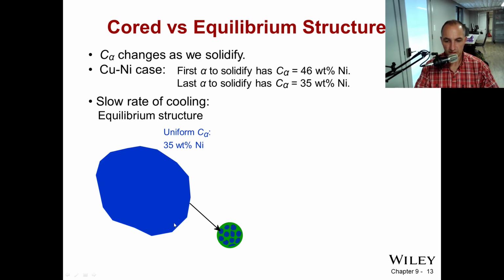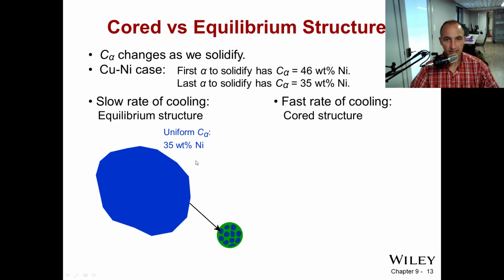So what you saw previously was equilibrium cooling. And whenever you hear the word equilibrium in thermodynamics, you have to think painfully slow, ever so slow. Everything is happening. But in reality, that's not what happens. In this case, what really happens is you have something called coring. So the composition of the alpha is changing as we solidify. The first alpha to solidify had 46 weight percent. As you continue to solidify, it keeps dropping, and eventually it reaches 35%. So what happened to all that nickel that had first solidified? Well, because this is painfully slow, there was enough time for the nickel that was in the center to diffuse out and get ejected into the liquid around it.